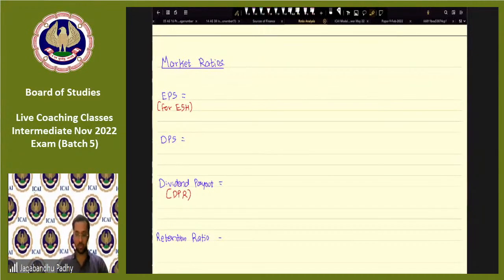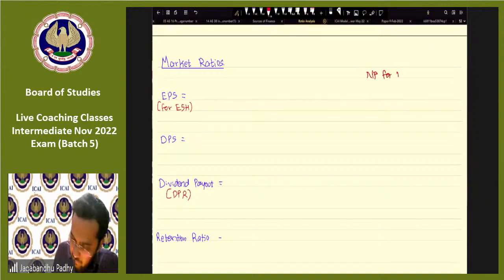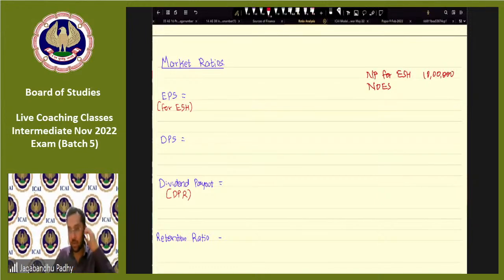Pending some market ratios. Now, let's say if I tell you a company has net profit for equity shareholders of, let's say, 10 lakh. And the company is having the number of equity shares as 5 lakh. Can you tell me per share, how much did the company earn?